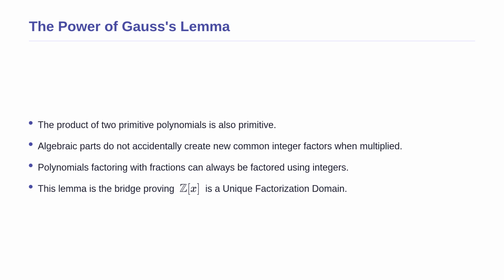It guarantees that the algebraic parts of our polynomials do not accidentally create new common integer factors when they interact. Because of this lemma, we know that if a polynomial can be factored using messy fractions, it can always be factored using clean, simple integers instead. This lemma is the theoretical bridge that proves our workspace is indeed a unique factorization domain.